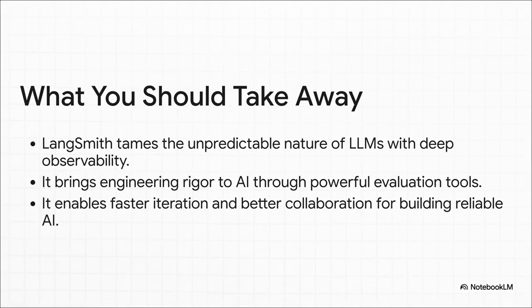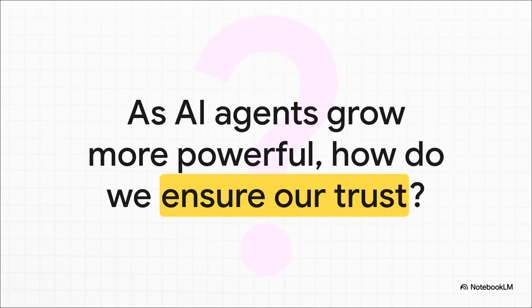Okay, let's boil this all down. If you remember nothing else, remember these 3 things. 1. LangSmith finally gives us the visibility we need to tame that AI black box. 2. It brings some serious engineering discipline into this messy, probabilistic world. And 3, it all just means we can build better, more trustworthy AI, and we can do it a whole lot faster.